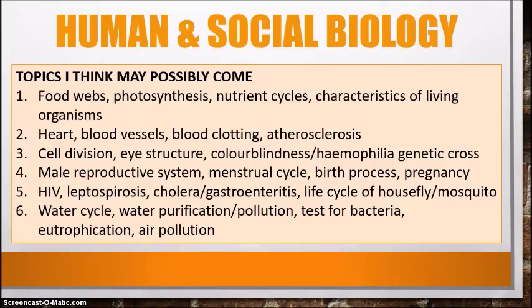And then finally, I'm strongly believing that something related to the water cycle or something related to water in general will come. So whether it's the water cycle, water purification or pollution, testing water for bacteria, and then the process of eutrophication. So eutrophication, how we have this overgrowth of algae on the water because of pollution. So pollution from fertilizers, detergents that run off from say agricultural land, but something on eutrophication could possibly come, and then maybe even air pollution.